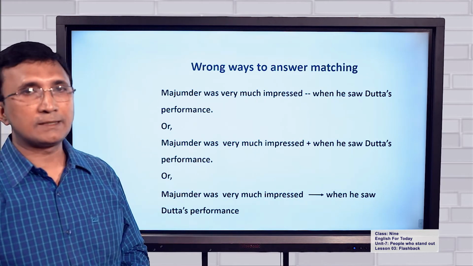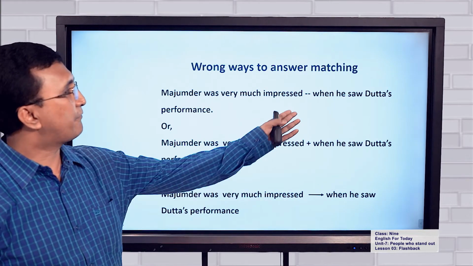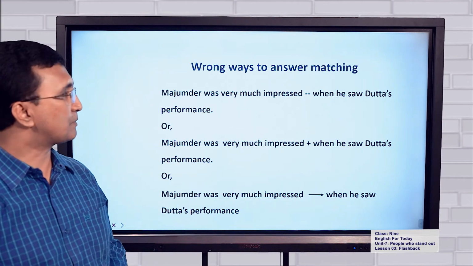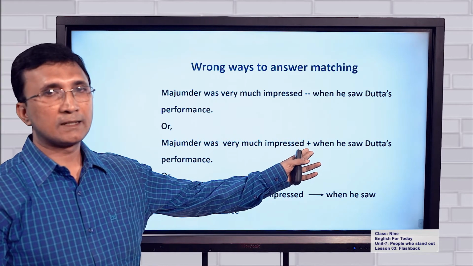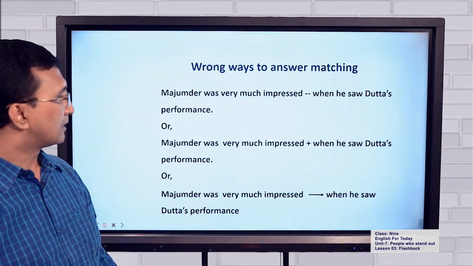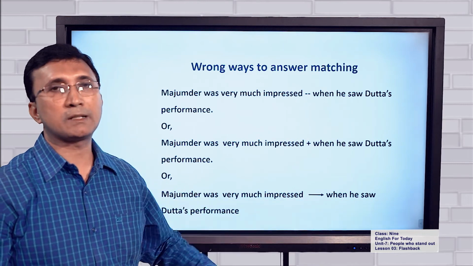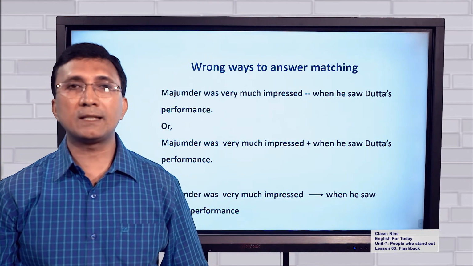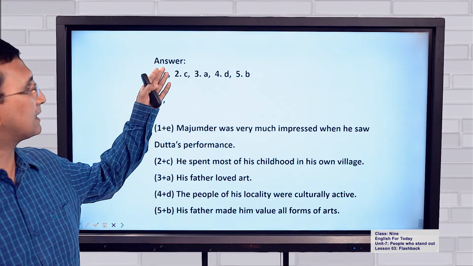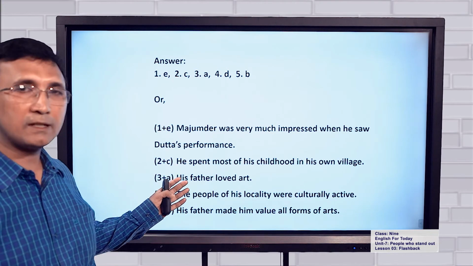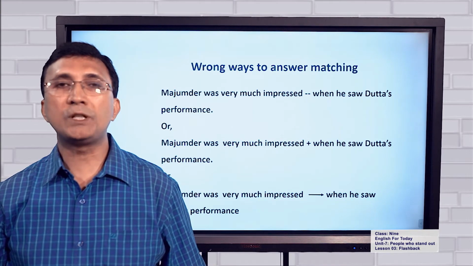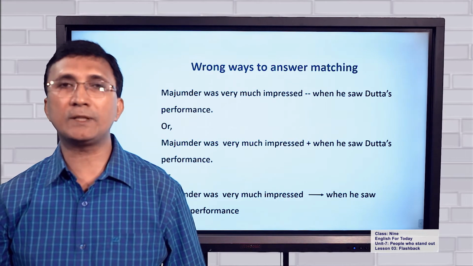Wrong ways to answer matching. Sometimes students give hyphen or dash and show the two parts. Or sometimes they give plus and then they show the full sentence. Or even sometimes they give an arrow. But I think we can avoid these ways to answer. Look back. We can answer either in this way or we can answer in this way. Dear students, just now we have learned how to match two different parts and make a complete and meaningful sentence.